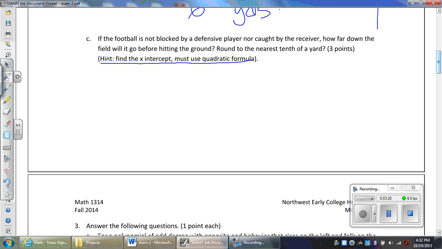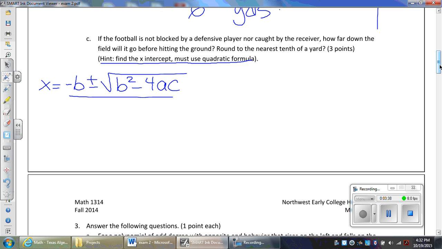So for this one, you guys will have to use the quadratic formula. Another formula you need to memorize. I am not going to give that to you. Okay, so if you guys could please solve that one.